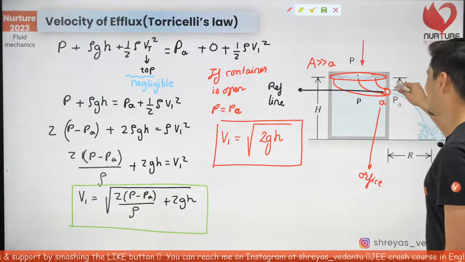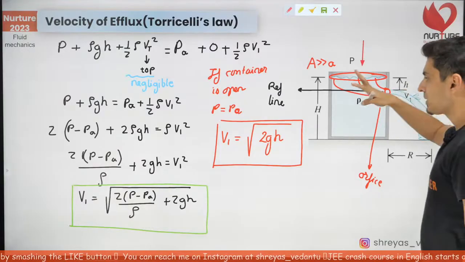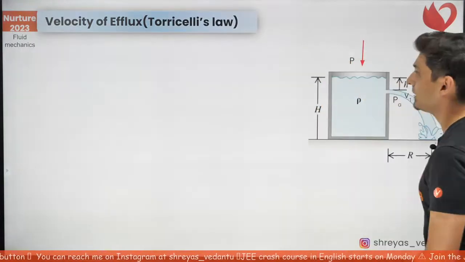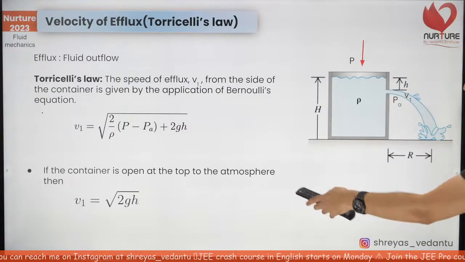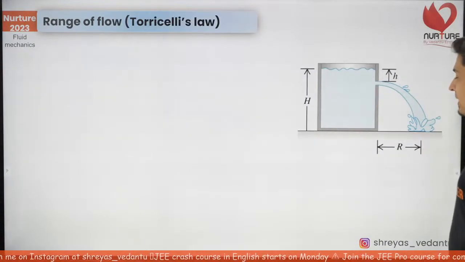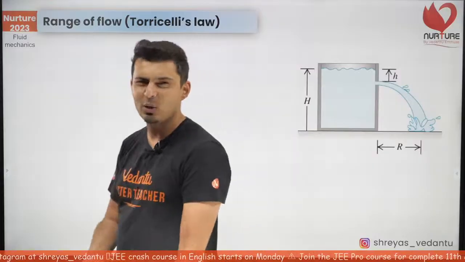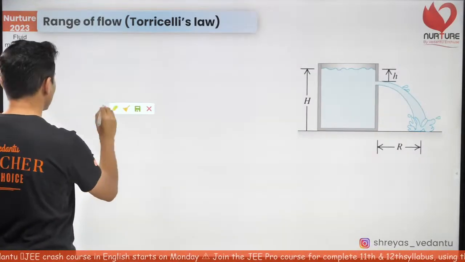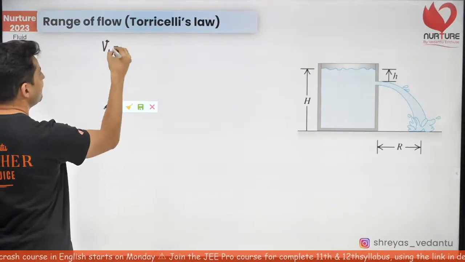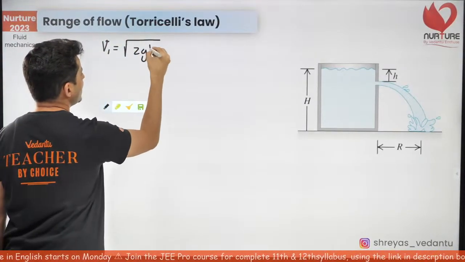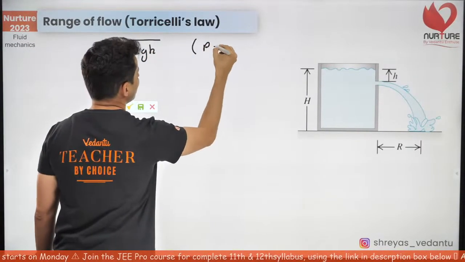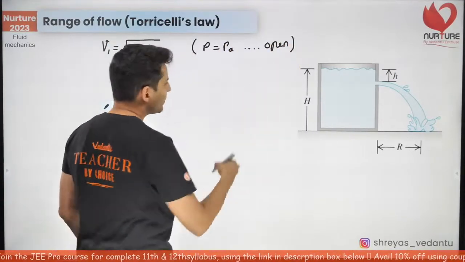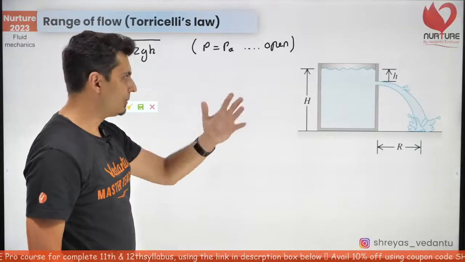So root 2GH, what is H? H is the height from the top. This is when the container is open, and most of the times the container will be open only, don't worry. So that's the formula, root 2GH. Now let's talk about the range and the time and all of that. Now that one is easy. We just found out the velocity of efflux V1 is root 2GH when P is equal to PA. Basically it is open, so don't break your head over there.